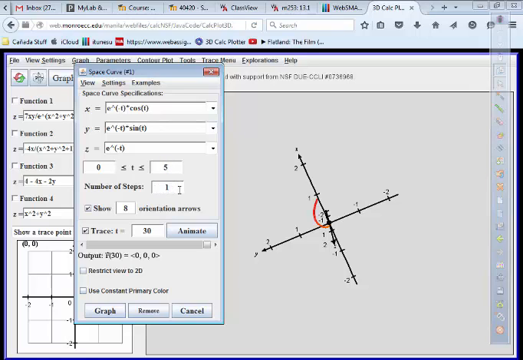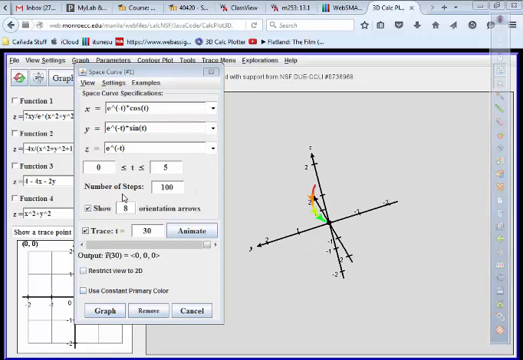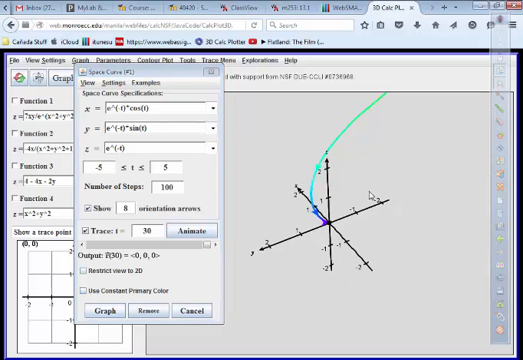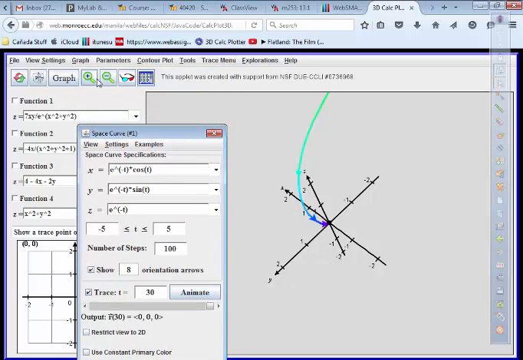Let's keep the number of steps at 100. Let's graph it. Still can't see very well. Actually makes it worse. Let's go from negative 5 to 5. So again, because of the exponential nature, it goes to infinity really quickly and it goes to 0 really quickly. So it's hard to see, it's hard to view this, but we may need to exaggerate this a little bit more by blowing it up. So you can try to zoom in.